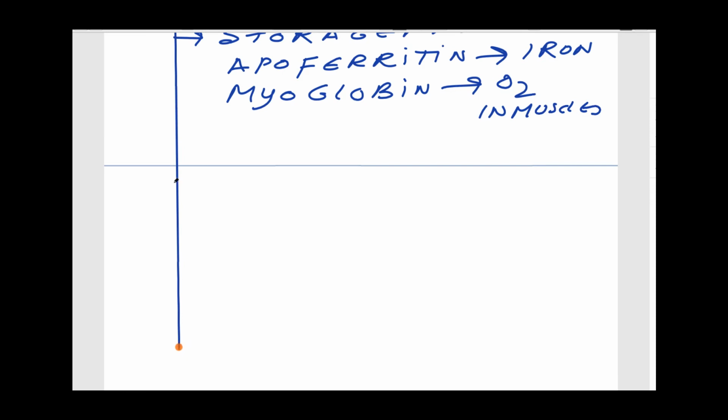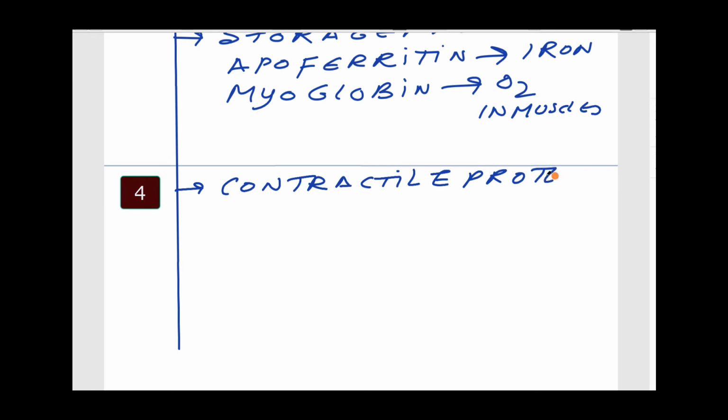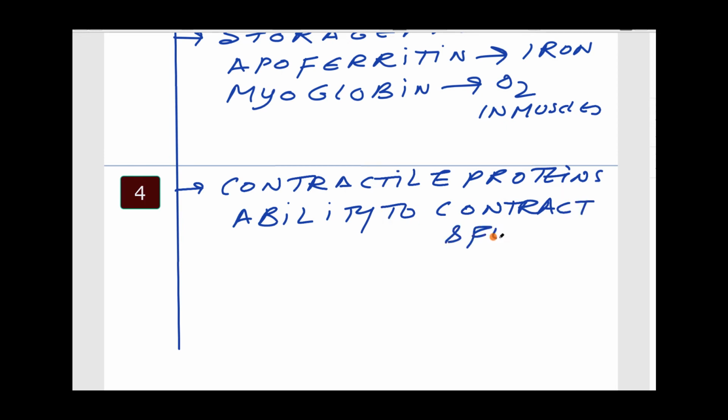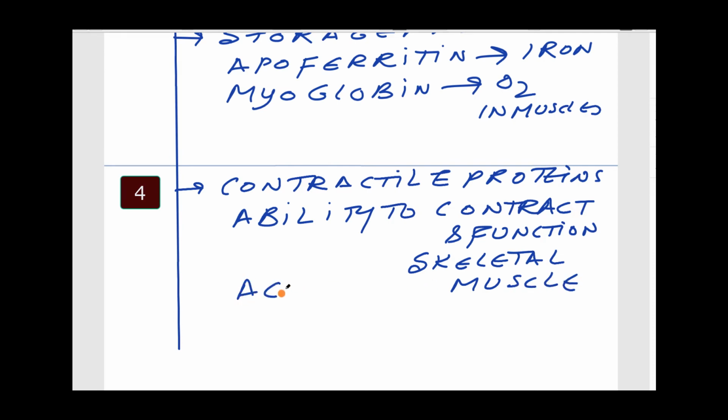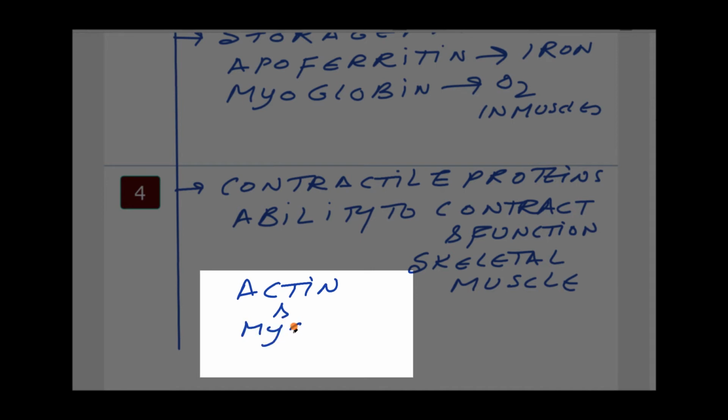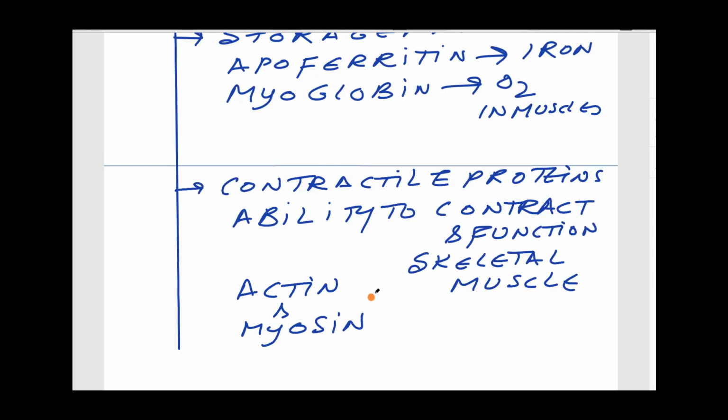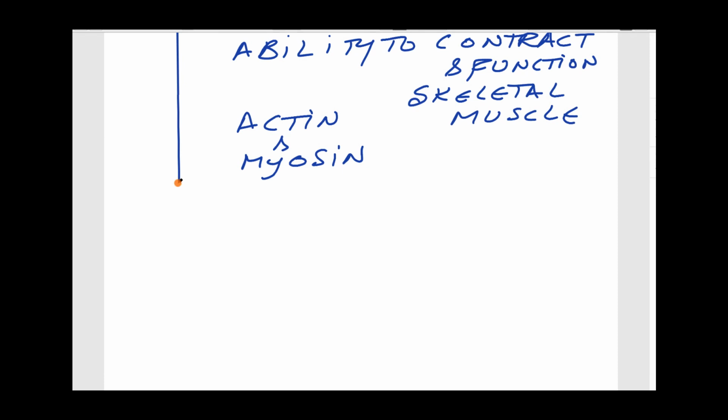Then the next one is contractile proteins. They carry out the contractile function. These proteins have the ability to contract and function, like in skeletal muscle. What are these proteins? Examples are actin and myosin. So these are contractile proteins. Let us go to the next function.